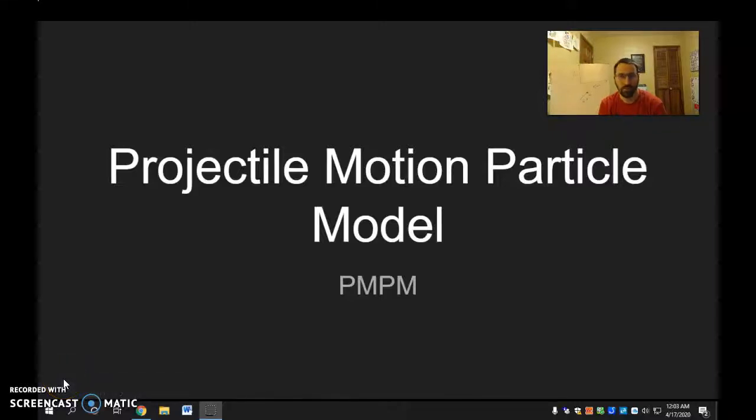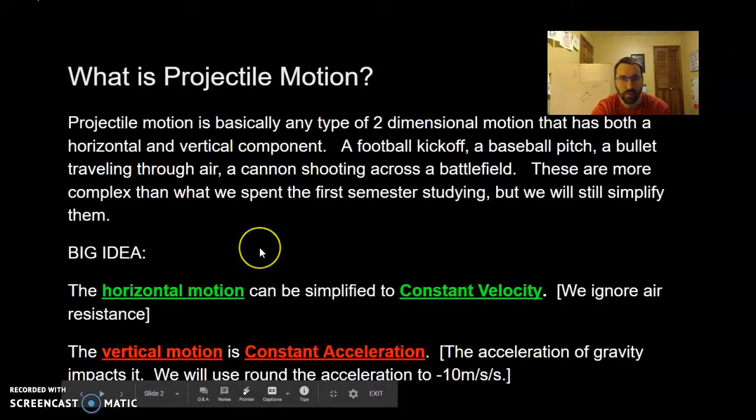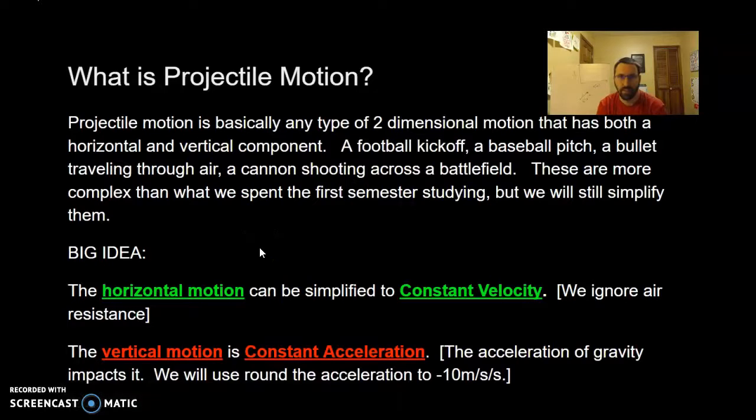Hey physics students, today I'm planning on teaching a little bit about projectile motion. This is basically any type of two-dimensional motion that has both a horizontal and a vertical component. If you had a kickoff in a football game, if you throw a baseball, a bullet traveling through the air, or a cannon shooting across a battlefield, any of those could be projectile motion.